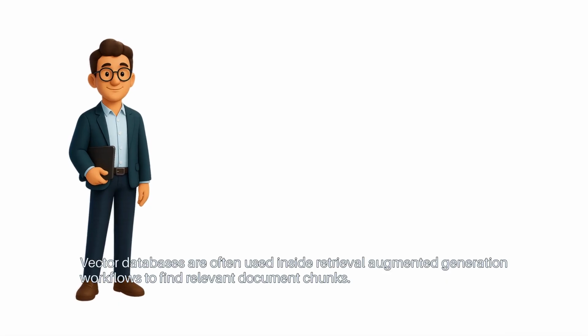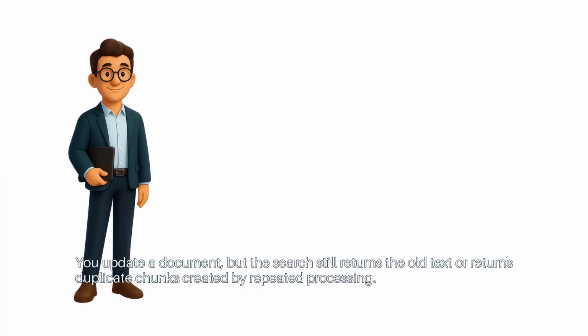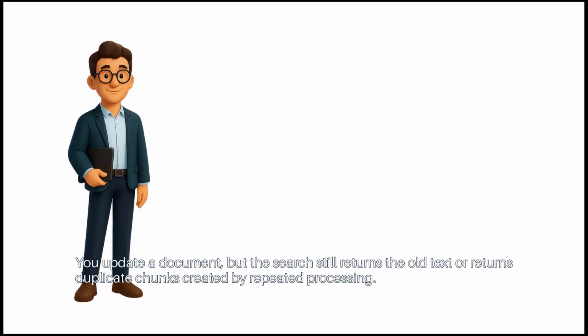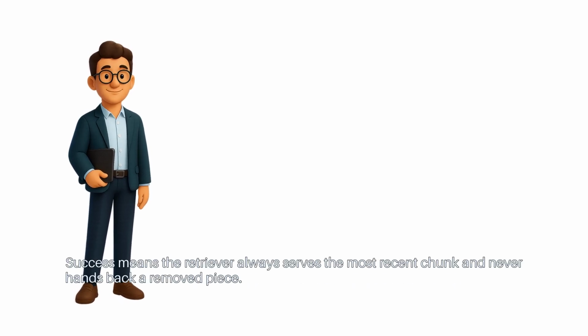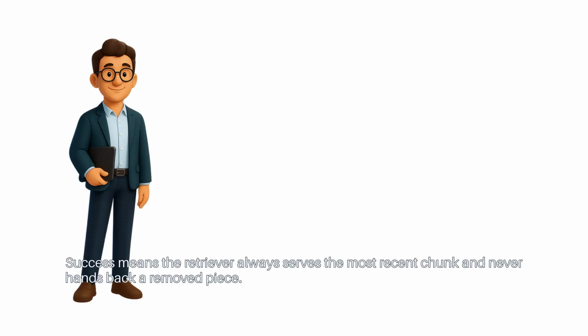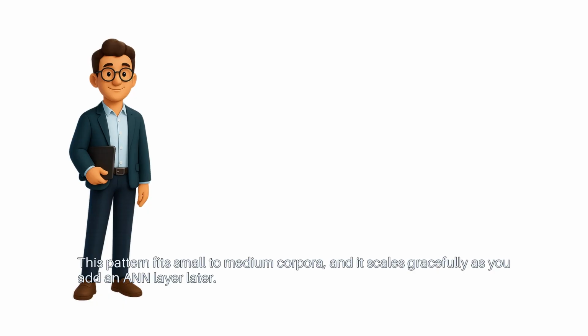Vector databases are often used inside retrieval-augmented generation workflows to find relevant document chunks. The common pain is stale results. You update a document, but the search still returns the old text or returns duplicate chunks created by repeated processing. That breaks answers and confuses downstream chains. Success means the retriever always serves the most recent chunk and never hands back a removed piece. This pattern fits small to medium corpora, and it scales gracefully as you add an ANN layer later.